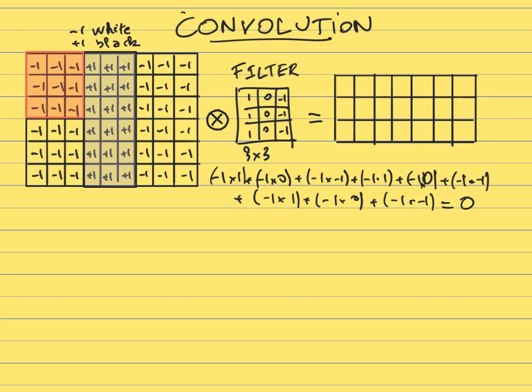So why is it going to give you 0? Because you have 3 minus 1 that you are multiplying times 1, so that's going to give you minus 3. Then you have minus 3 times 0, that's going to give you 0. And then you have minus 3 minus 1 times minus 1, that's going to give you plus 3. So you have minus 3 plus 3, so that's going to give you 0.